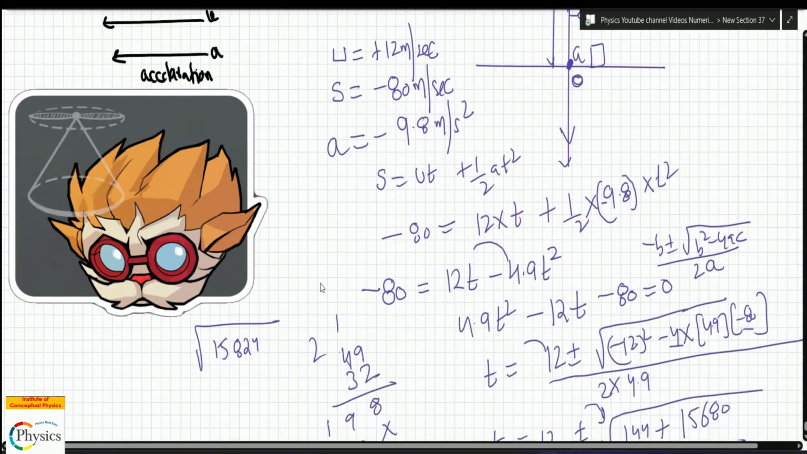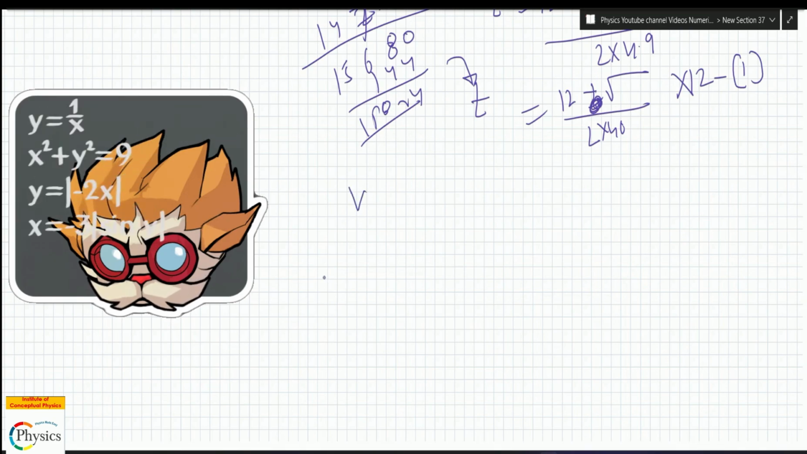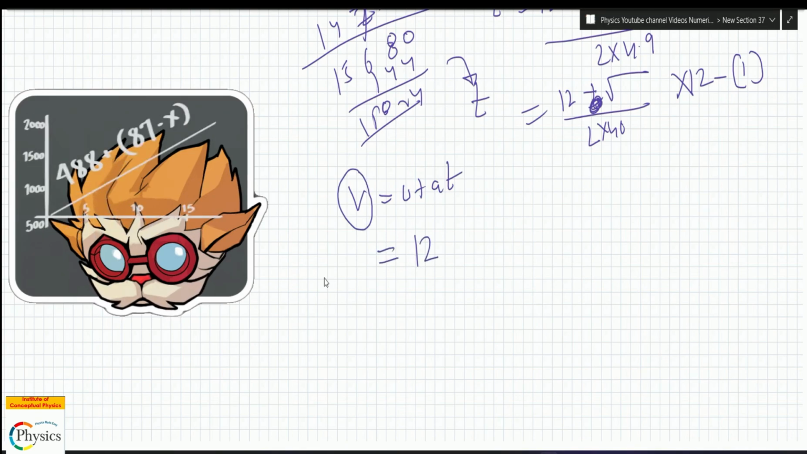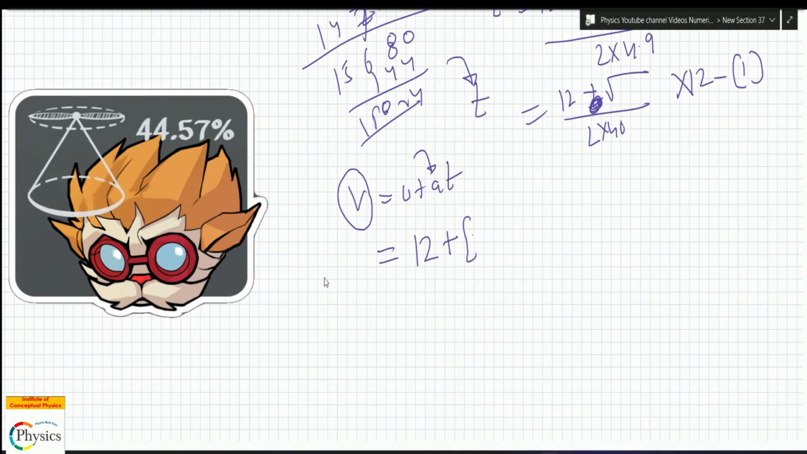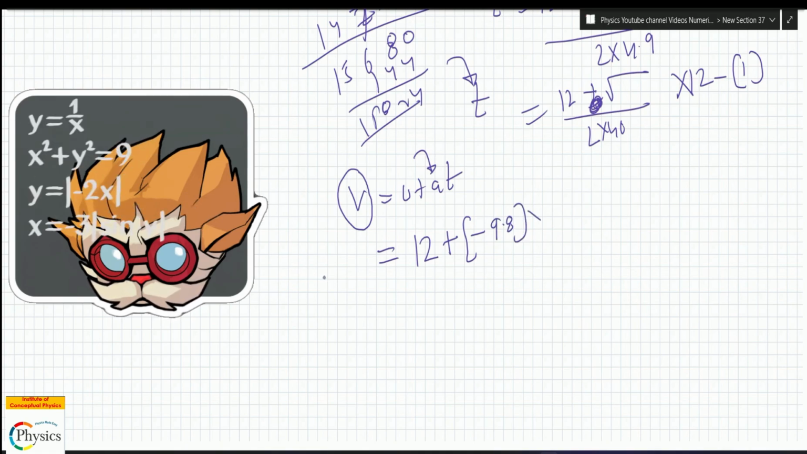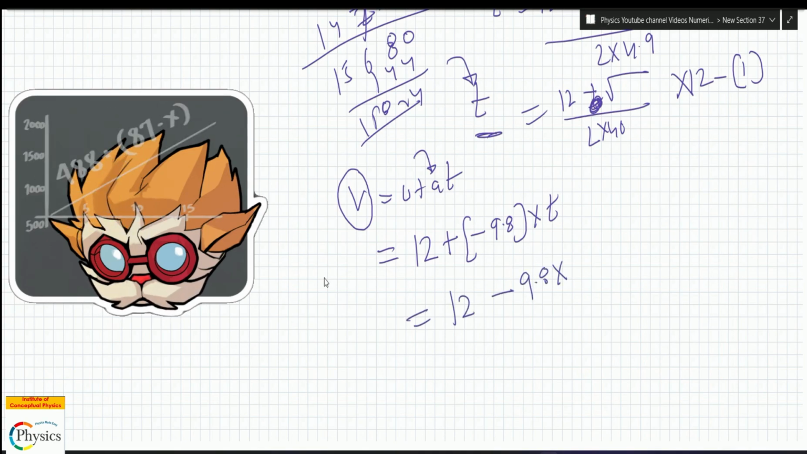Now you know the time it takes for the body to descend, and if you know the time it takes for it to descend, then V is equal to U plus AT. This is the velocity with which it hits the ground. You know the initial velocity, plus you need to calculate what? You need to calculate the acceleration, which, if you're coming down, is negative, right? So minus 9.8. Time is something you got from here, and therefore it is 12 minus 9.8 into t.